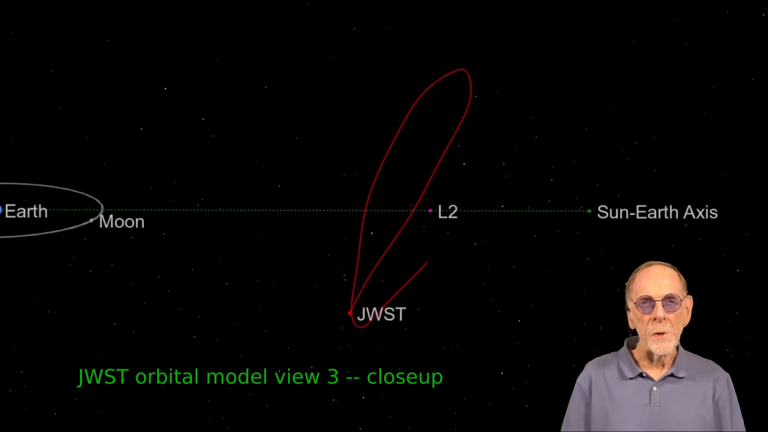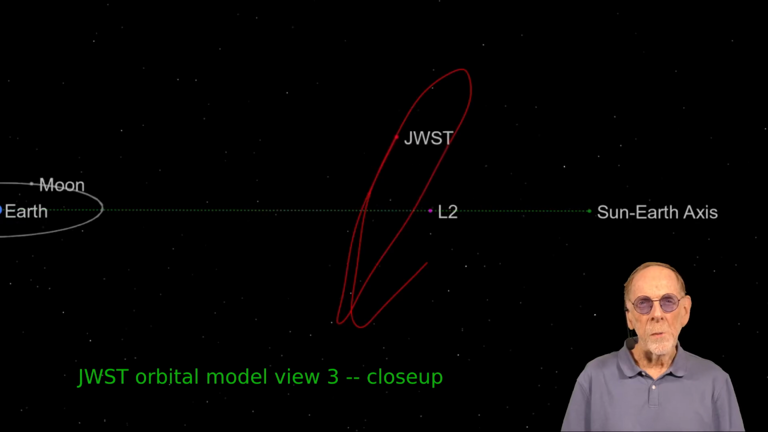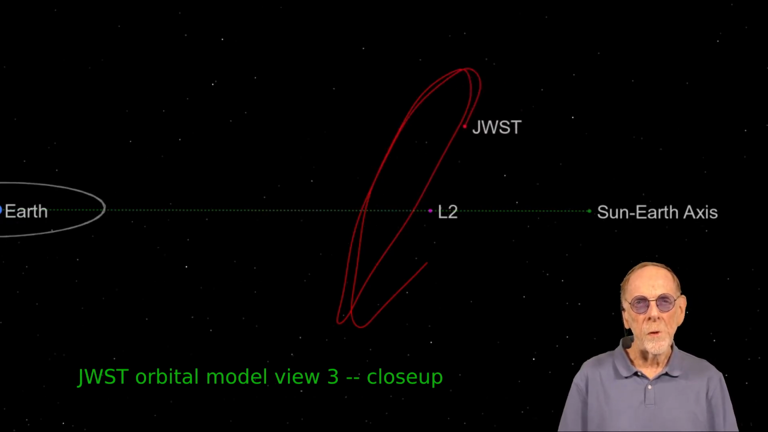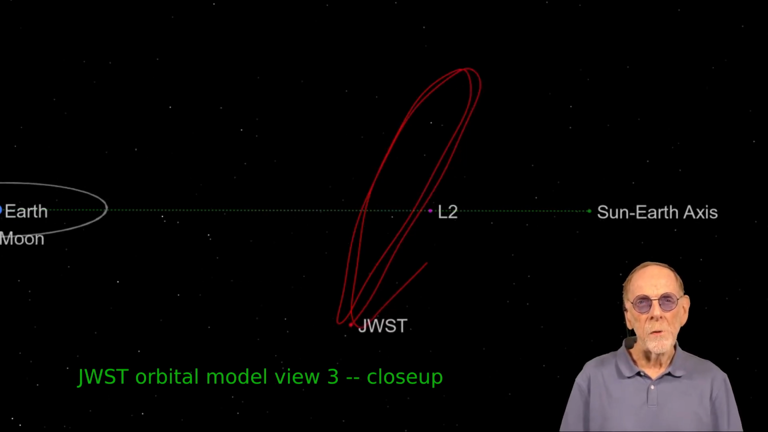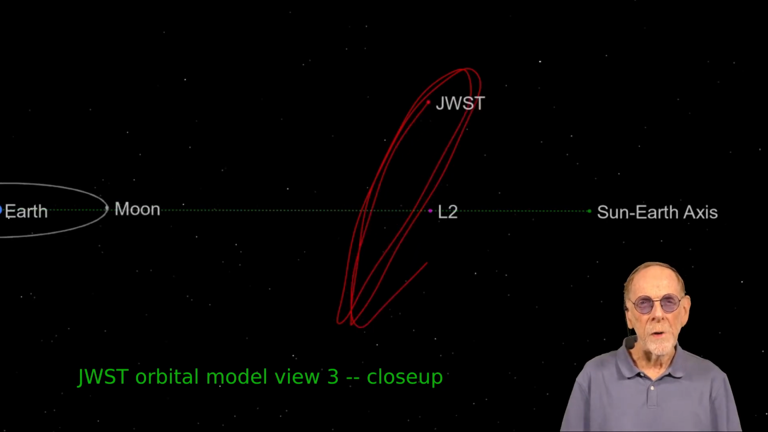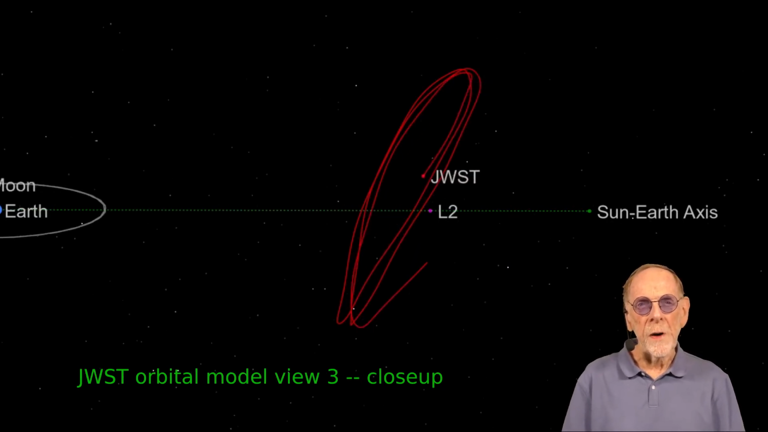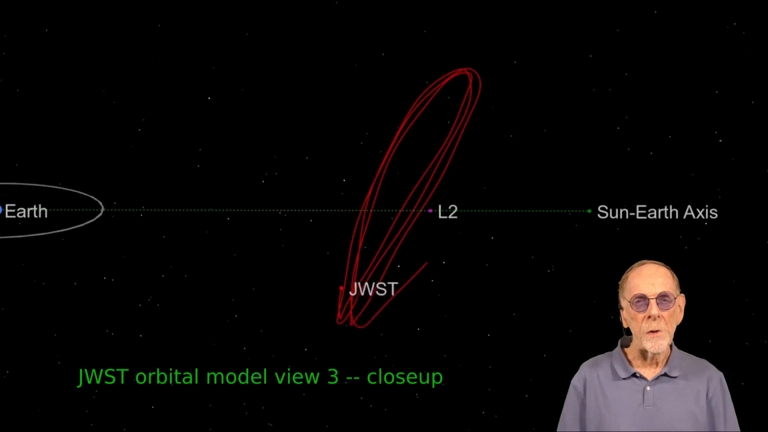In this close-up view, notice the wobble in the orbital path toward and away from the Moon's orbit. This is caused by the Moon's gravitational effect on the spacecraft. This represents yet another confounding issue in stabilizing this difficult orbit.